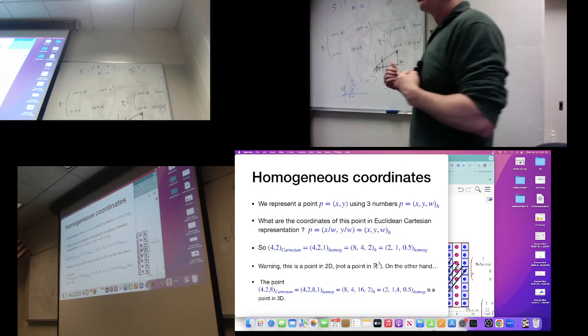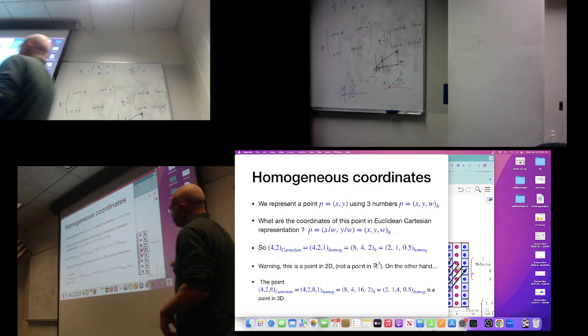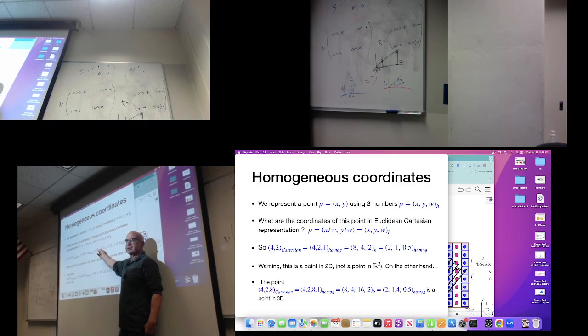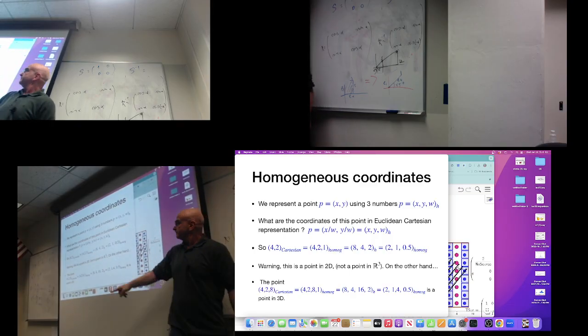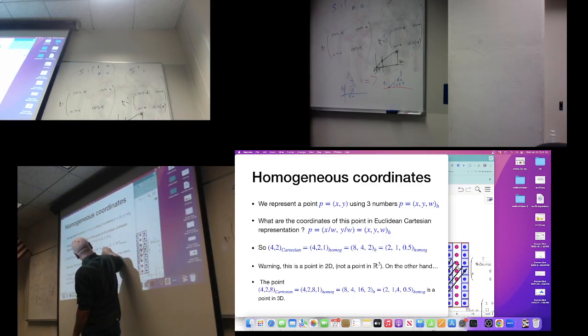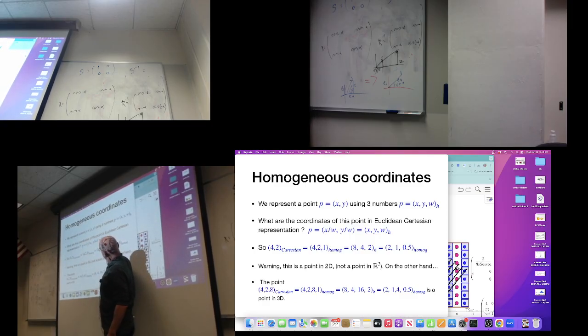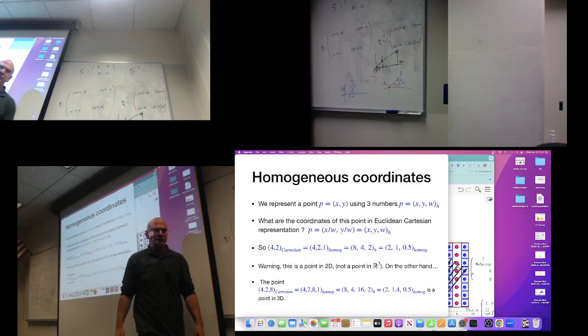When you tell your computer about a data point, you can always say this data point, the last number is 1. But if you see an output of your computer and your computer says this value is in homogeneous coordinates, that's how you understand it. It splits 3 numbers, takes the last one, and that's the denominator of the first 2.